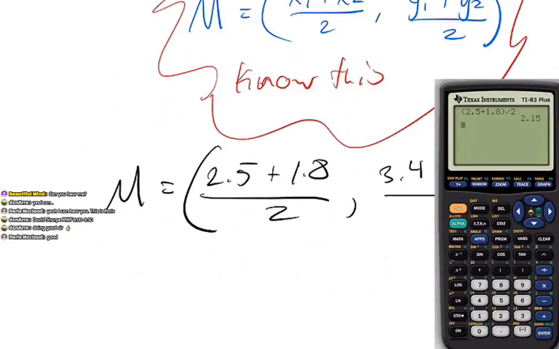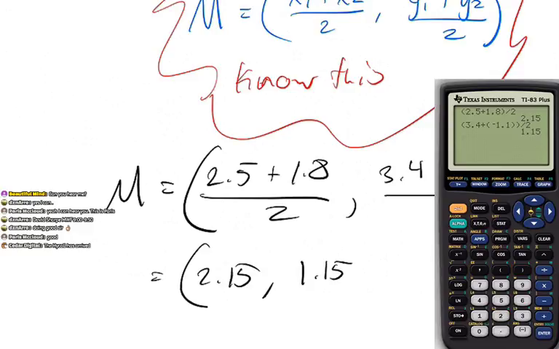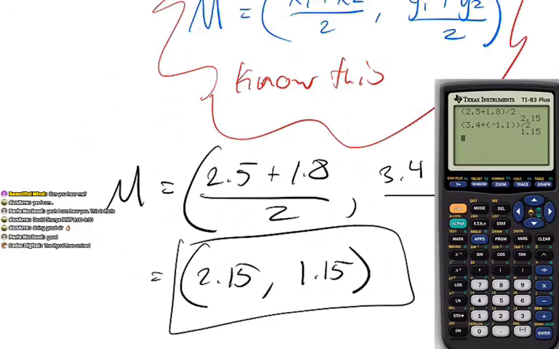Okay, and that one is, so the midpoint should be 2.15. That's the x coordinate. Then on y, we can say 3.4 plus a negative 1.1 divided by 2. This is 1.15. Okay, now our claim is that this is the midpoint.